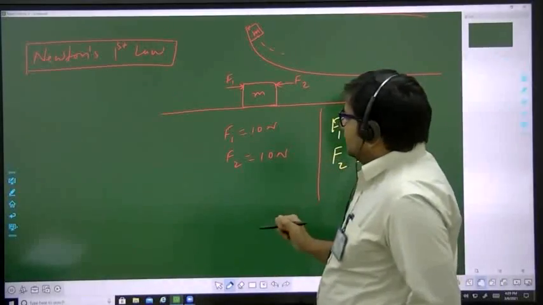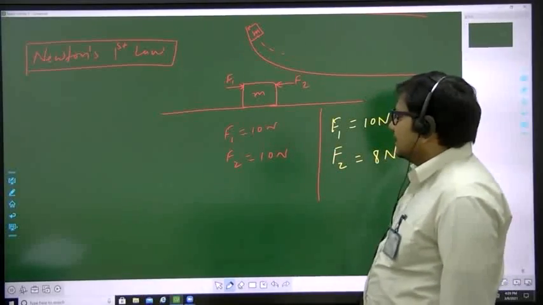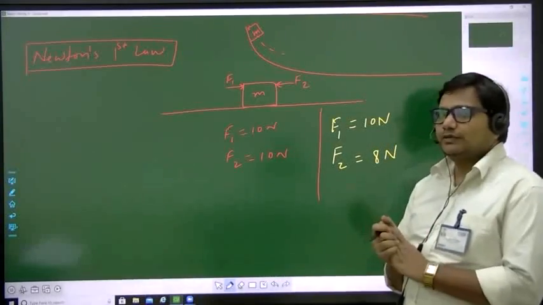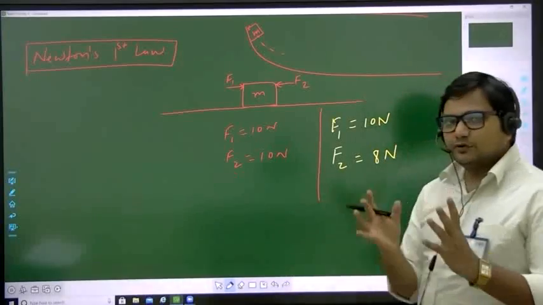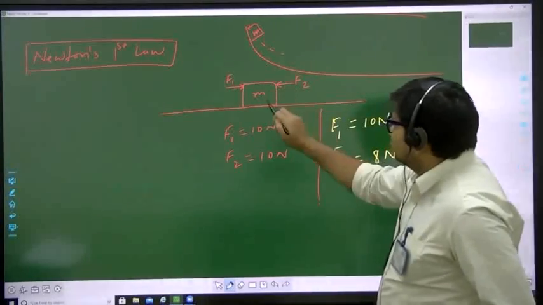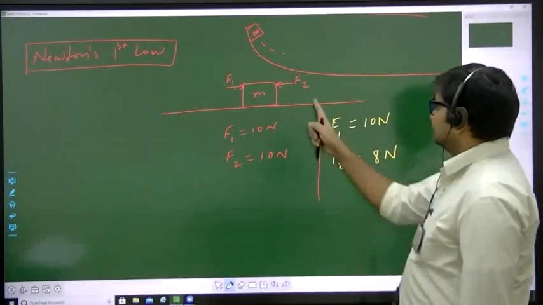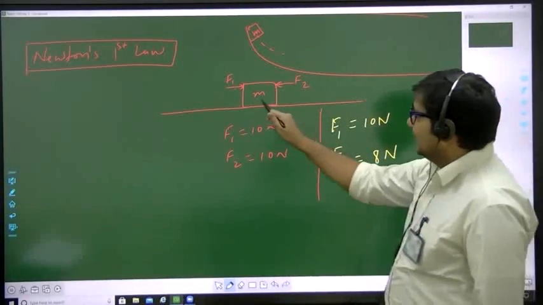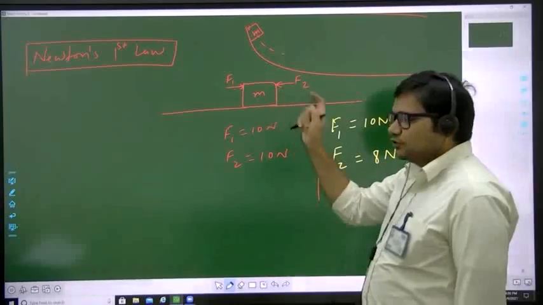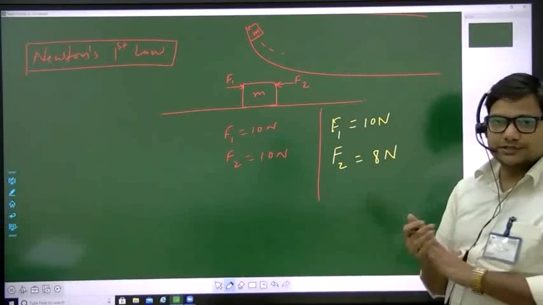Now we will learn what balanced force and unbalanced force are. If two or more forces are acting on a system and they bring about a change in the state of that body or system, then those forces are called unbalanced forces. Here F1 and F2 are two forces acting on this object. Suppose the magnitude of F1 is 10 Newton and F2 is 8 Newton. Then the net force acting on this object will be 2 Newton. This 2 Newton is going to change the state of this object. So we can say these two forces are unbalanced forces.